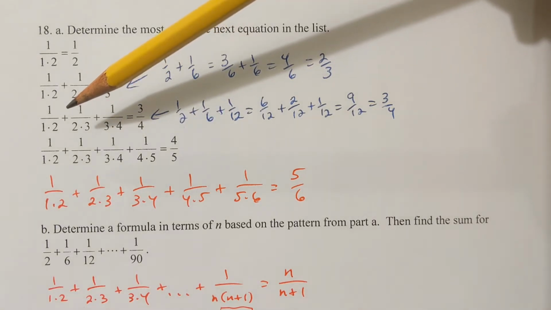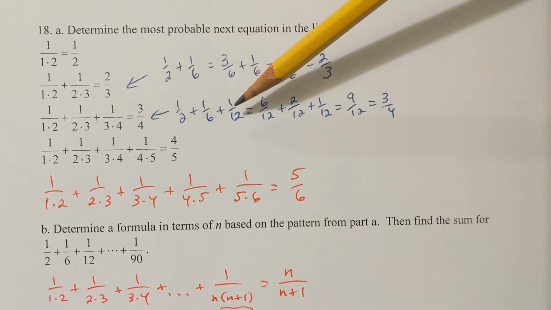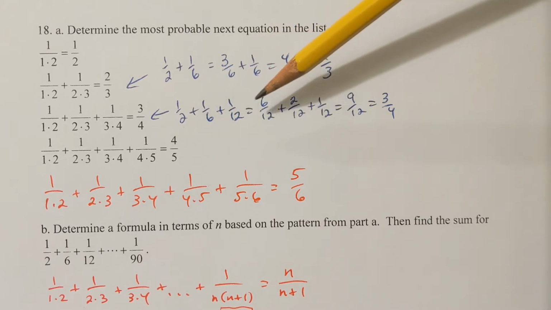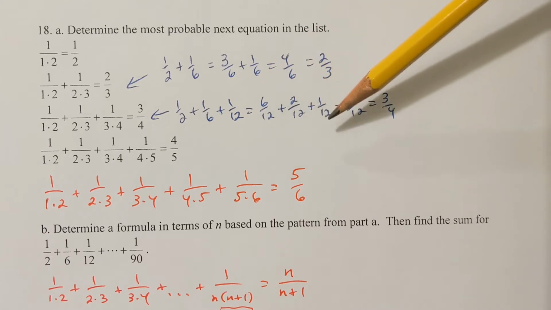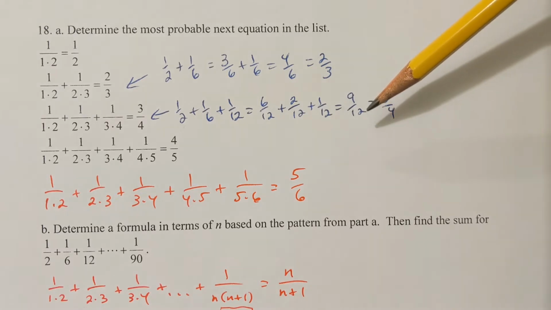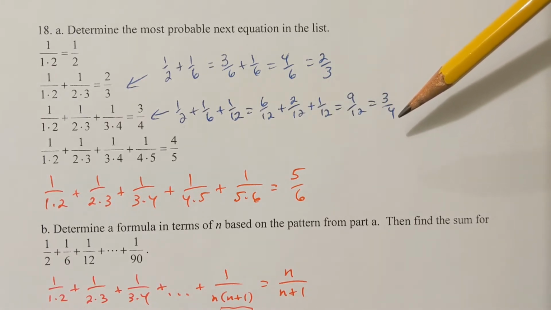If you have the third equation, 1/2 plus 1/6 plus 1/12, then my common denominator would be 12. So 1/2 is the same as 6/12, 1/6 is the same as 2/12, plus 1/12. Add the numerators there, it'll be 9/12. 9/12 reduces to 3/4. That's true.